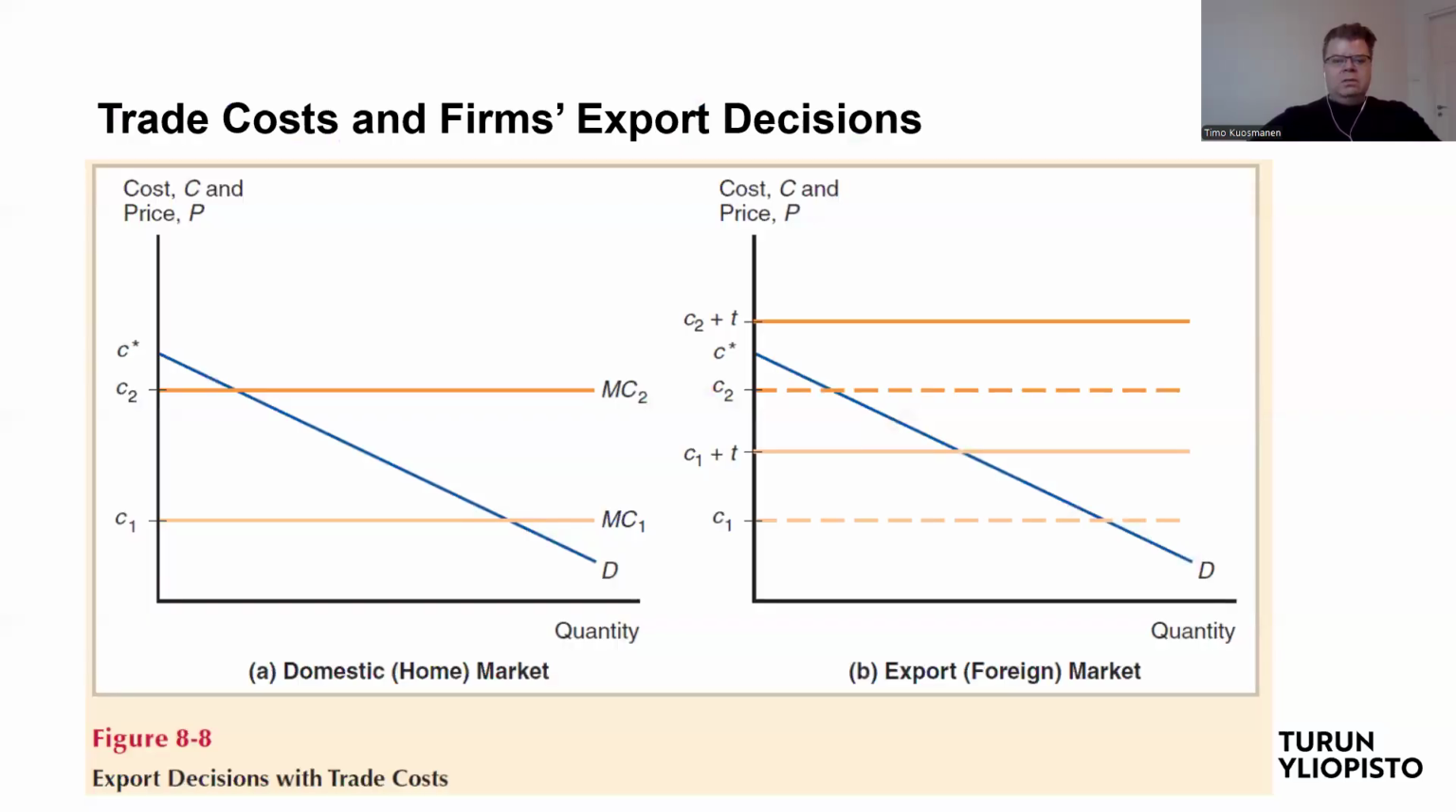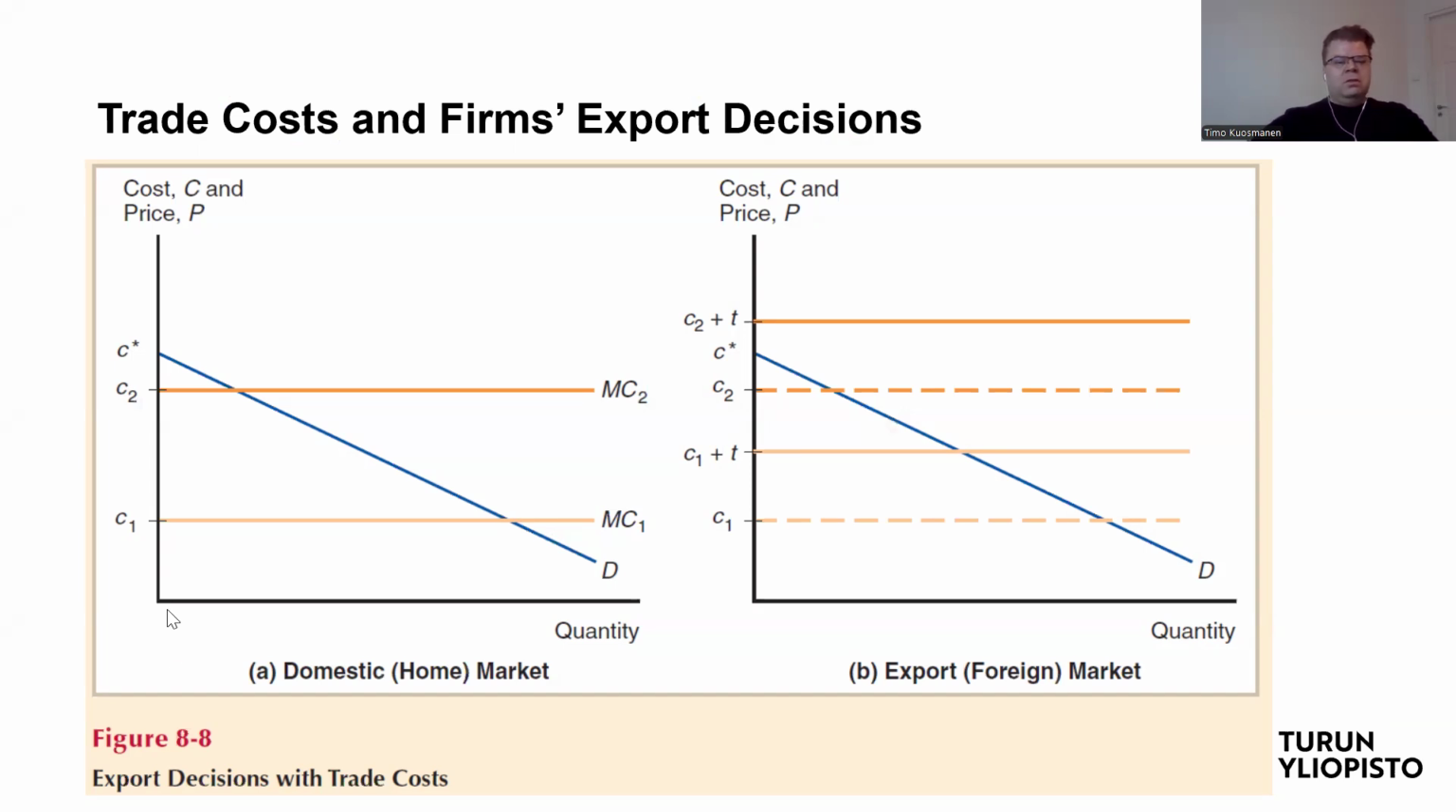So let's consider this figure taken from the Krugman et al. textbook, which describes the link between export decisions and trade costs. Let's start from the left part of the figure, panel A, which describes the domestic or home market.